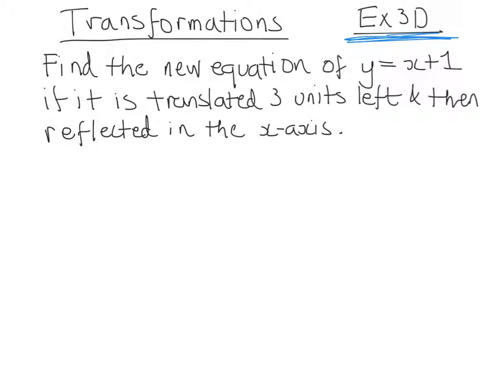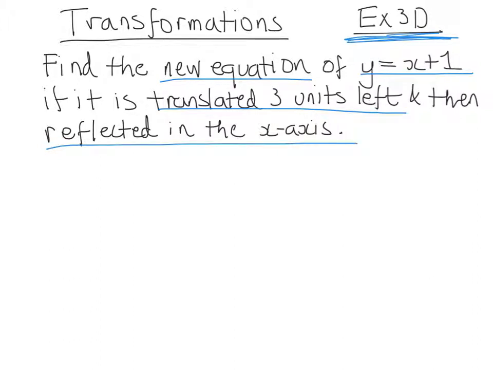Now here's a fairly typical type of translation problem. Find the new equation of this graph, y equals x plus 1, if it is translated 3 units to the left and then it's reflected in the x-axis. So what's happening here is we have an old equation, y equals x plus 1. Now it's translated to a new graph, and the new graph we'll call y dashed and x dashed. Now it won't be exactly the same equation, it'll be a new equation.